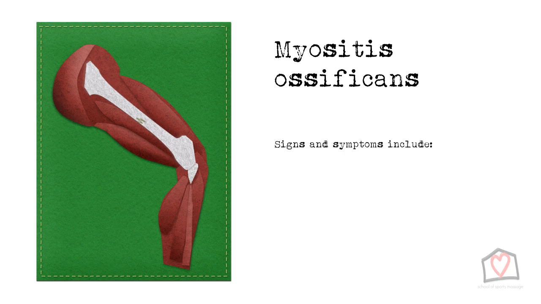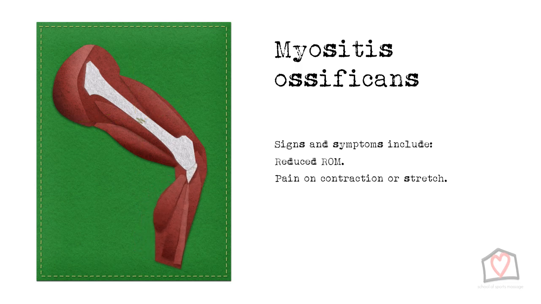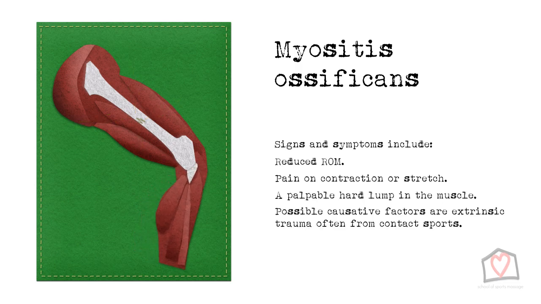The signs and symptoms are reduced range of movement, pain on contraction or stretch, and a palpable hard lump in the muscle. Possible causative factors are extrinsic trauma, often in a contact sport like rugby.